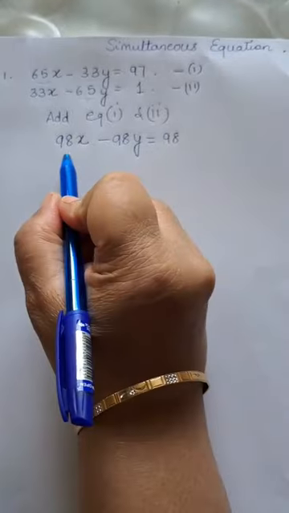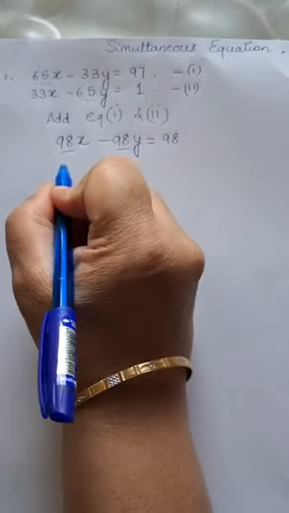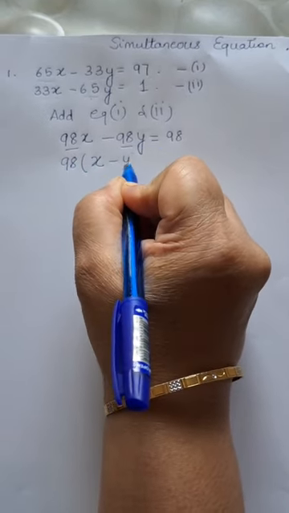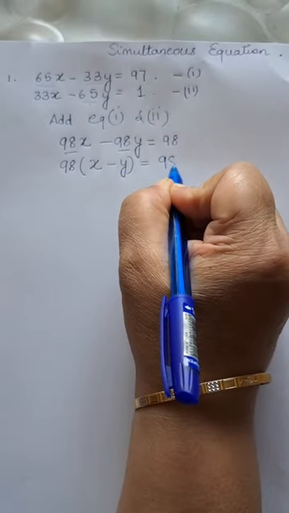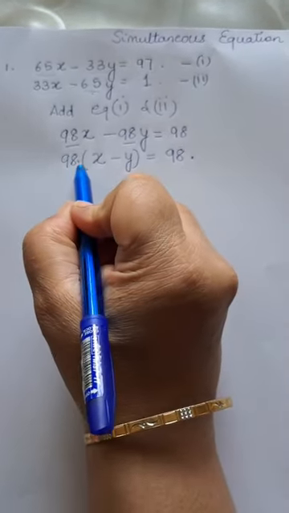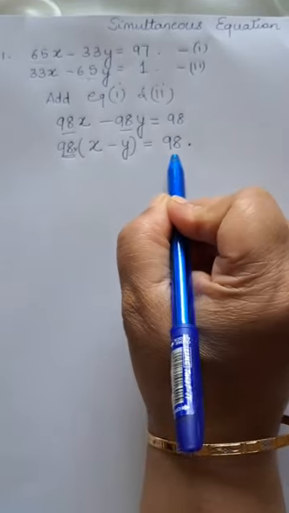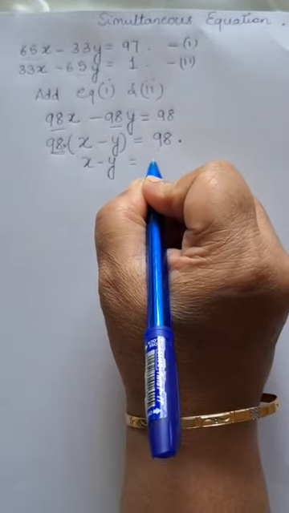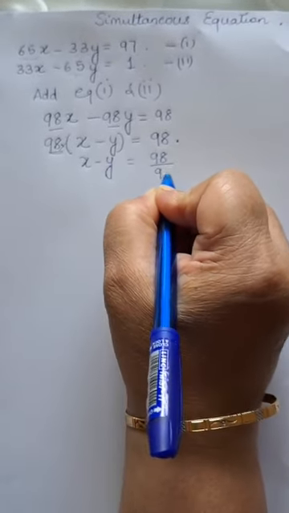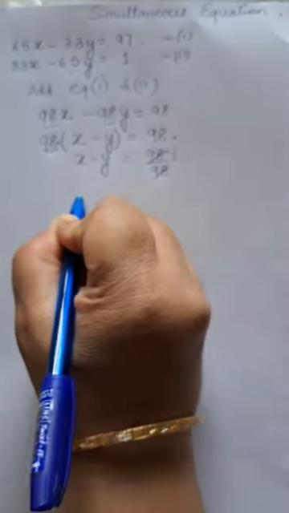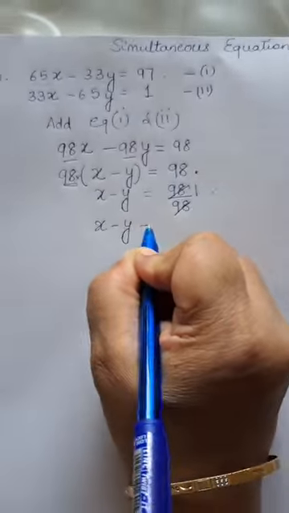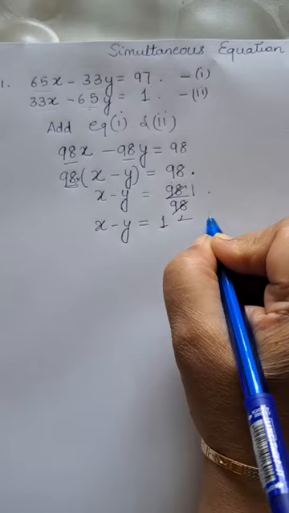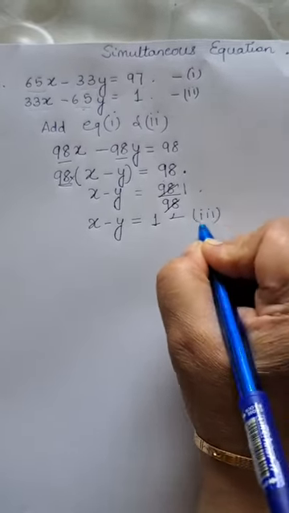Okay. Now we can see here we have 98, 98. So we will take 98 common and this will turn out to be x minus y inside the bracket is equal to 98. 98, this is multiply. 98 will take to the other side of the equation. It will become x minus y is equal to 98 divided by 98, that is 1. So our first equation will turn out to be x minus y is equal to 1. This will become my another equation. Let it be the third equation.